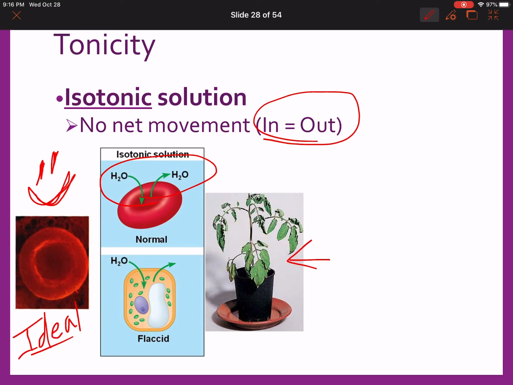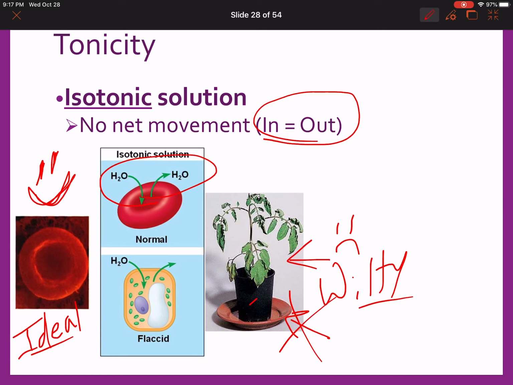If you look, this is not a happy plant. It is a wilty plant because there's no water going in. And no water going in means problem for plant. So this is not ideal for plants, but man, oh, that's a scary looking happy face. It is a very happy red blood cell.